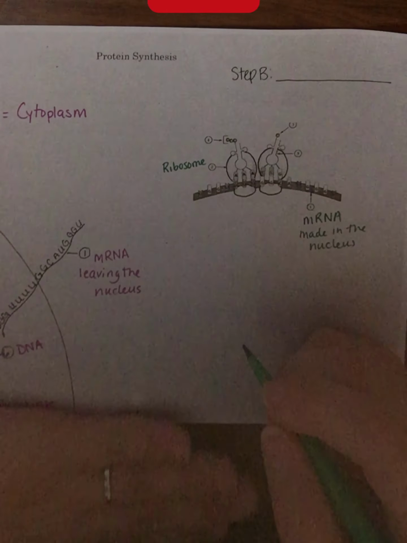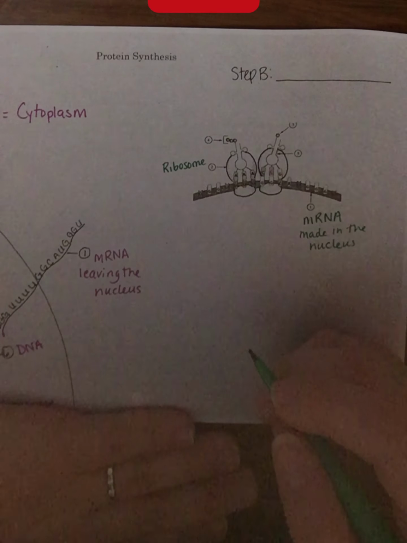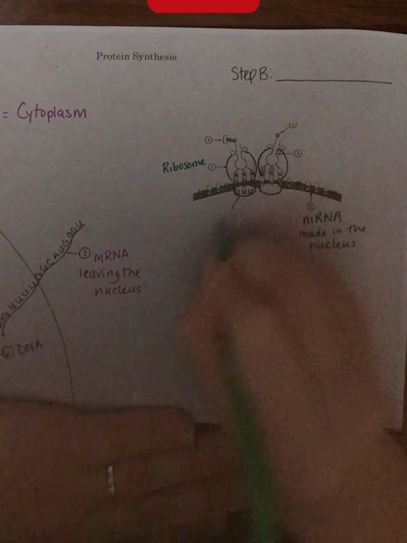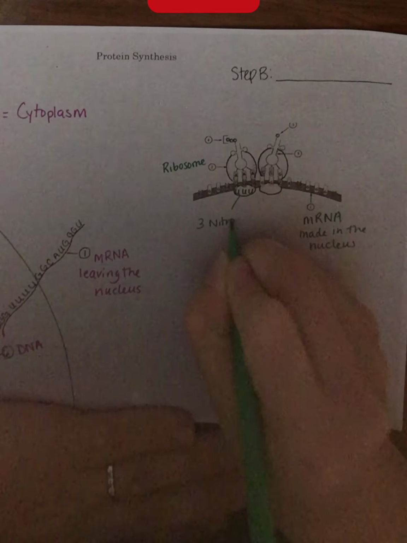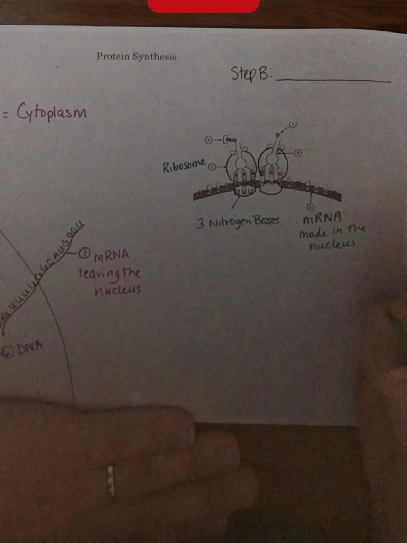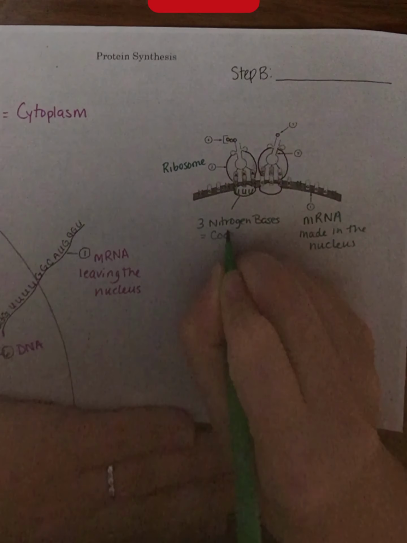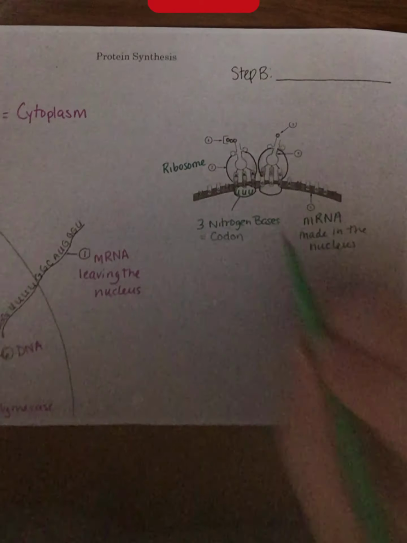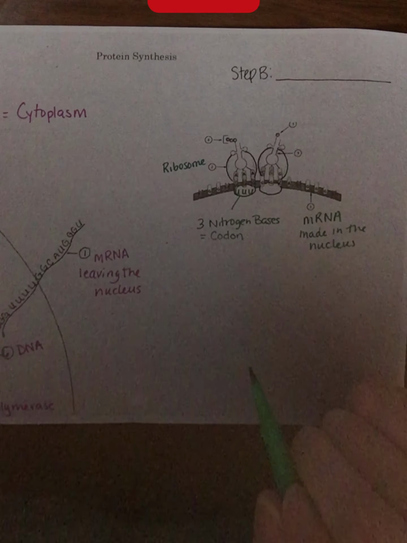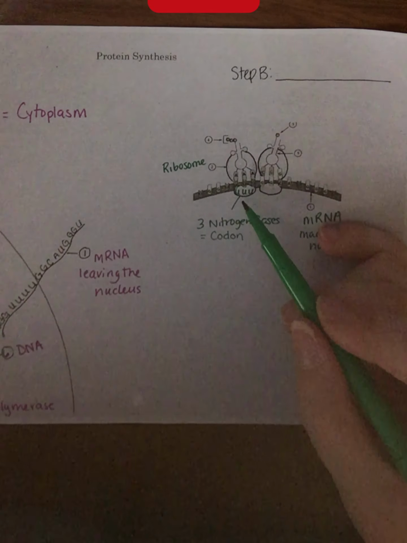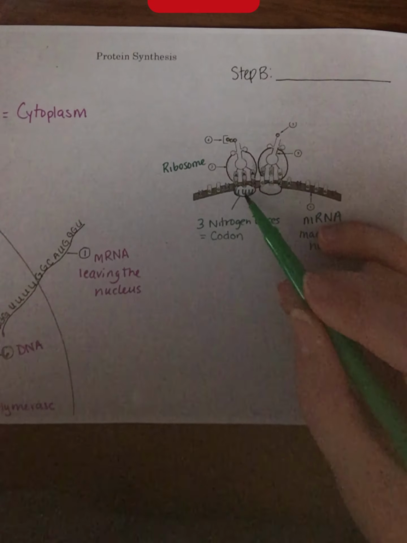What the ribosome does is it reads it 3 bases at a time. So right here we see U, U, U. Those are 3 nitrogen bases. And those 3 nitrogen bases have a name. We call that the codon. A little way to help us remember it, codon sounds like code on. So this is where the code is found. It's on the mRNA. So the ribosome is going to read it 3 letters at a time. First it's reading U, U, U.